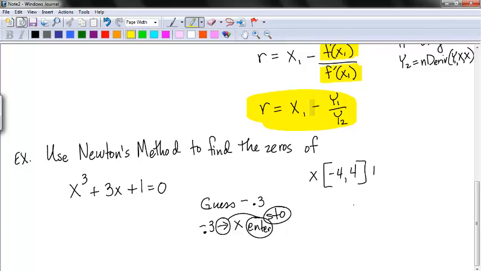Okay, now, my first guess was negative 0.3. Press enter. It went from negative 0.3. We figured the slope of the tangent line, and it went down to negative 0.322. Press enter again. It's going up to the graph, down the tangent line, until you get all of them alike. Mine did it on the first one.